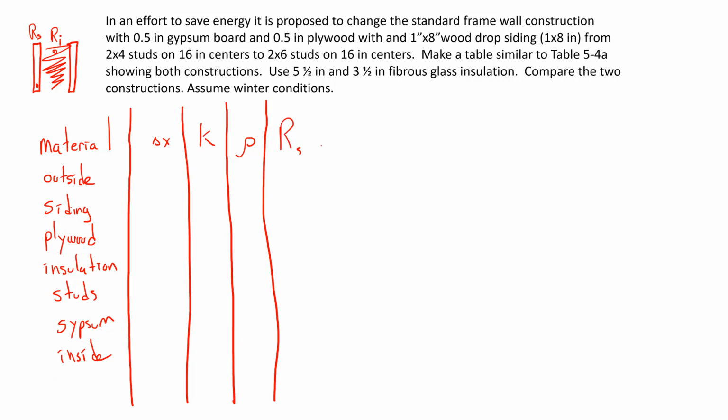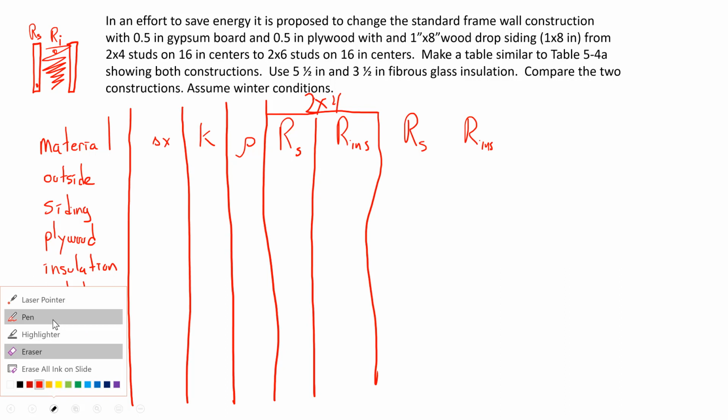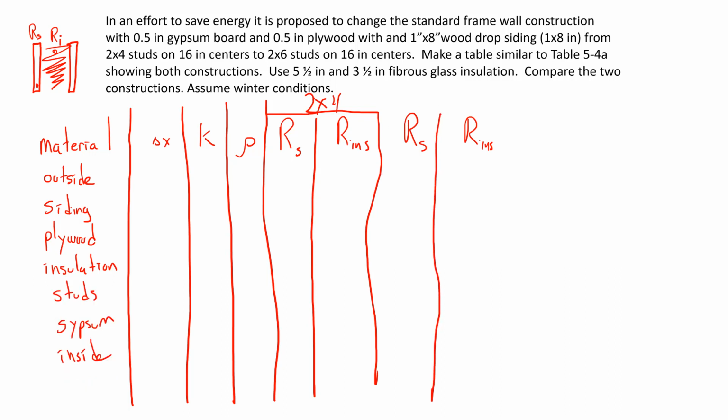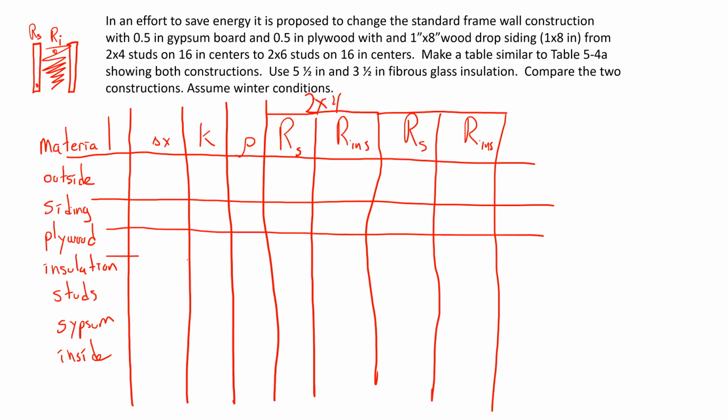So we have one heat path through the stud side and another heat path through the insulation side, and this is for the 2 by 4 construction. And then we're also going to have a heat path through the stud side and a heat path through the insulation side for the 2 by 6 construction. So let's go ahead and finish off our table. Just going to draw lines here. Just give me a second to finish this.